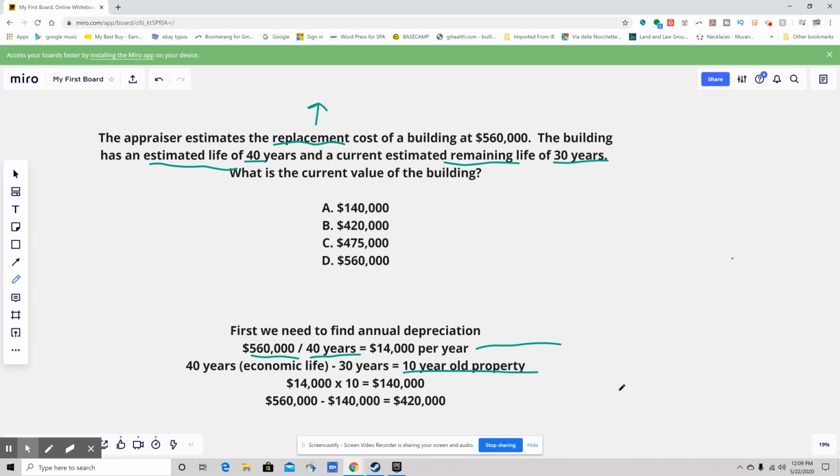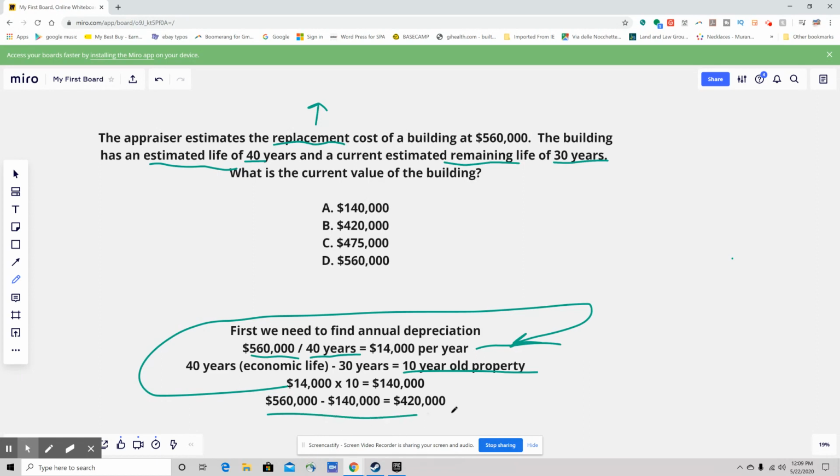Then to figure out how much it has depreciated, we take 14,000, which is our annual depreciation, and multiply it by how old the property is to find our gross depreciation. We would get $140,000 gross depreciation, which would bring us to the answer, which is 420,000. And that's going to be good old B.